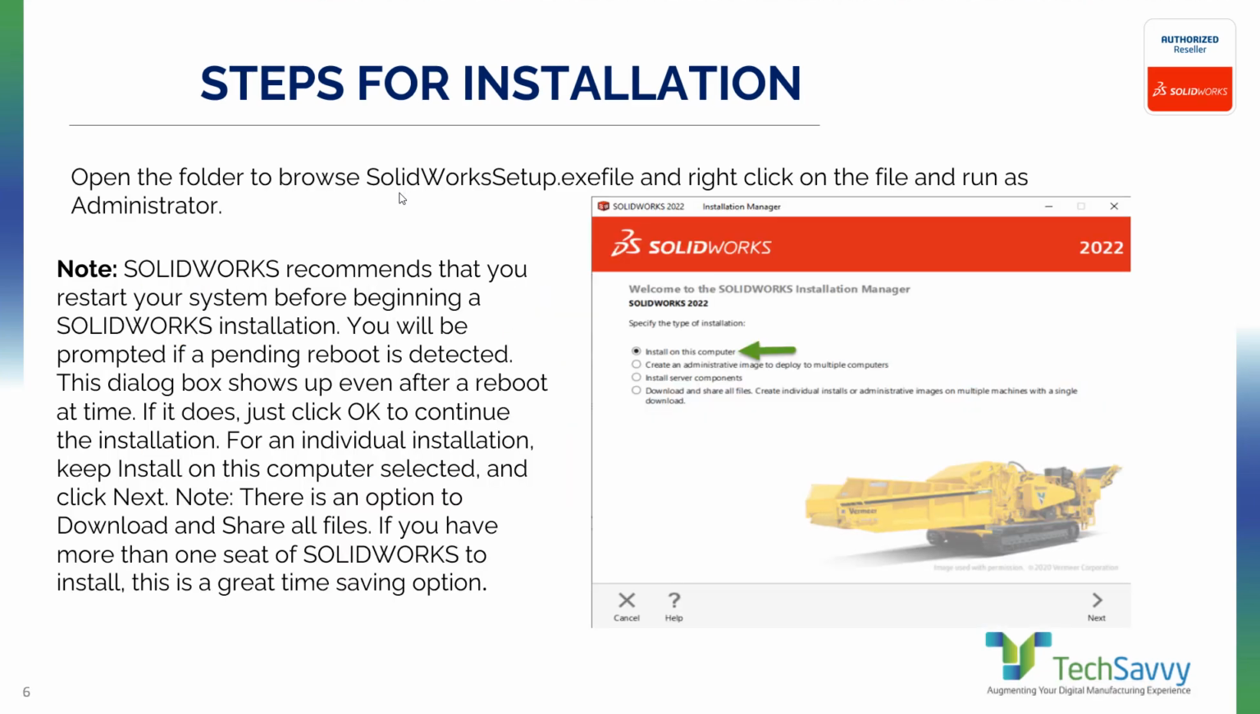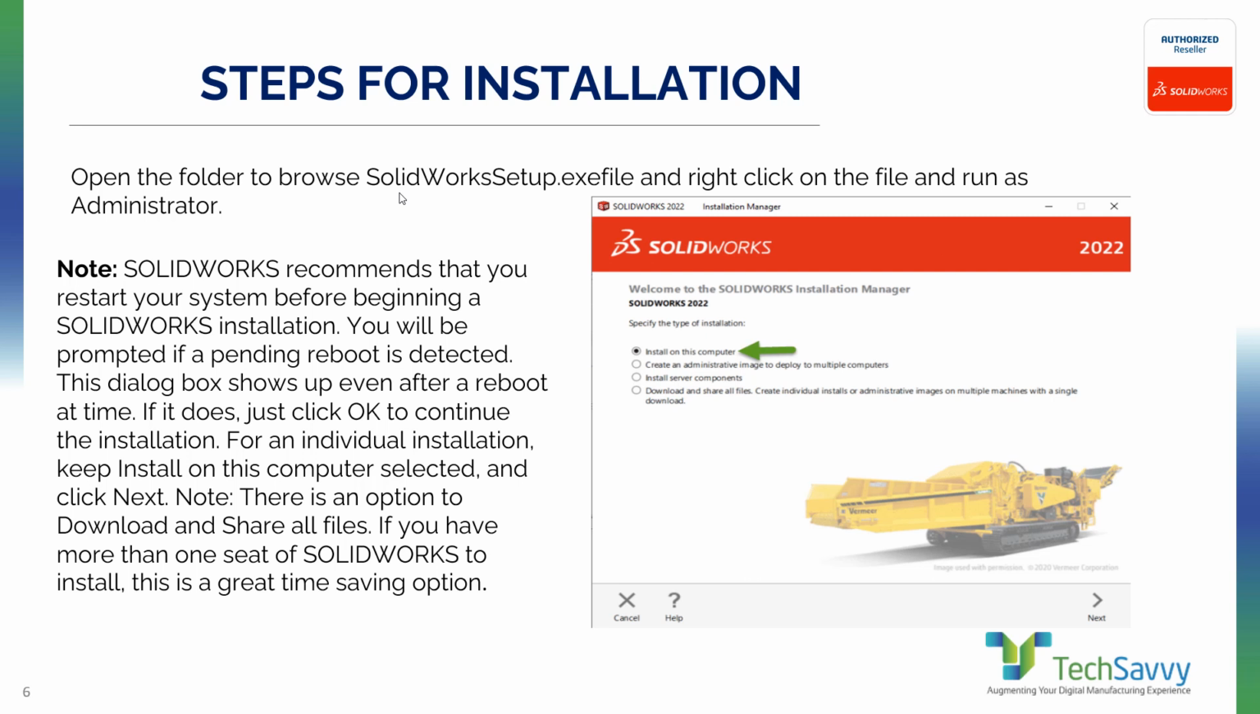Now moving to the next slide. After you check the properties of your setup, you have to open the folder, find the SOLIDWORKS setup.exe file, right click on that exe file and run it as an admin. Note, SOLIDWORKS recommends that you restart your system before beginning a SOLIDWORKS installation. You will be prompted if a pending reboot is detected. This dialog box shows even after a reboot at times. If it does, just click on OK to continue the installation.